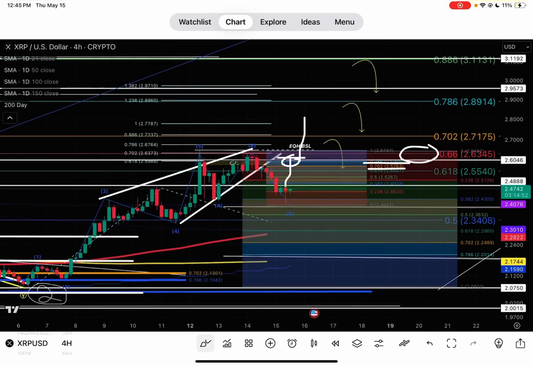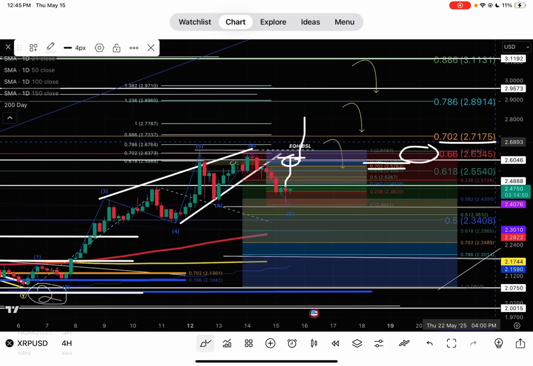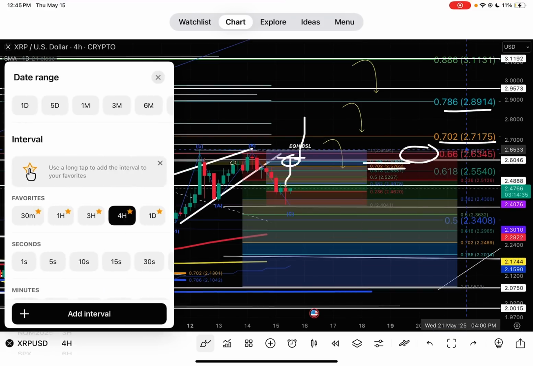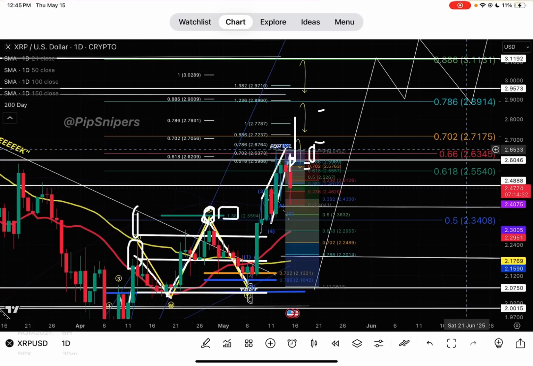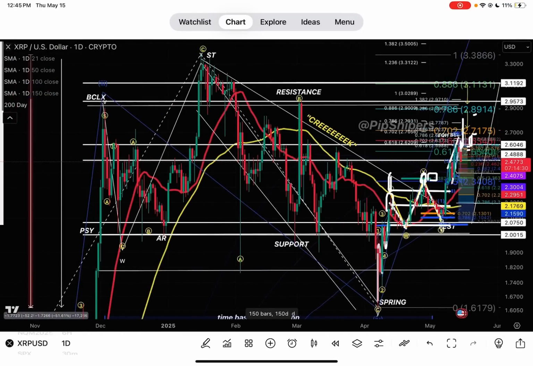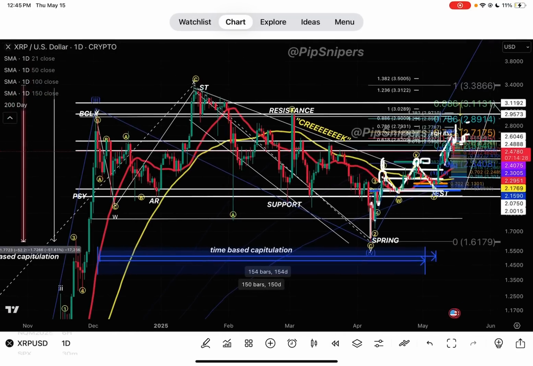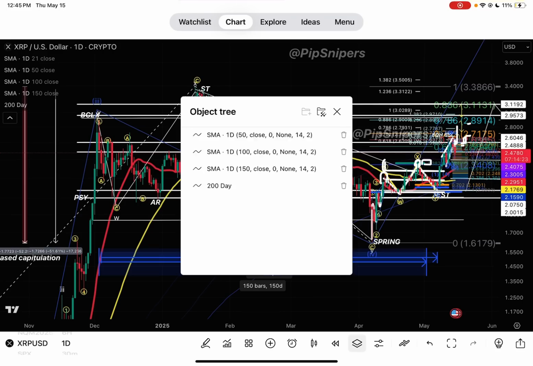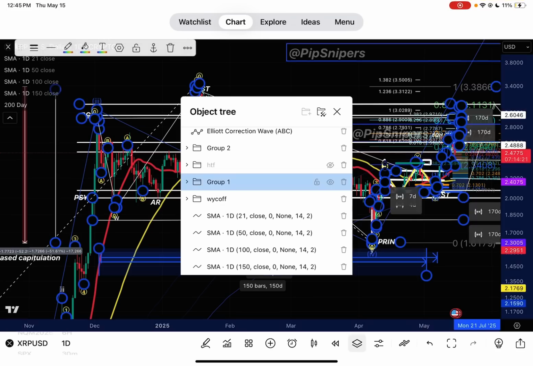Okay, we would be heading towards 2.7175, 2.8914, and lastly 3.1131. These are all of the major Fibonacci retracement levels within this 147 plus day long range. Taking a look here at the daily time frame, we do see that we have been ranging here for over 150 days now.